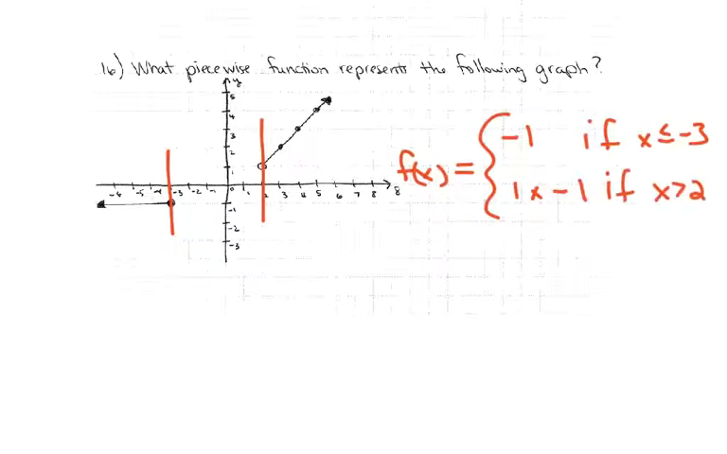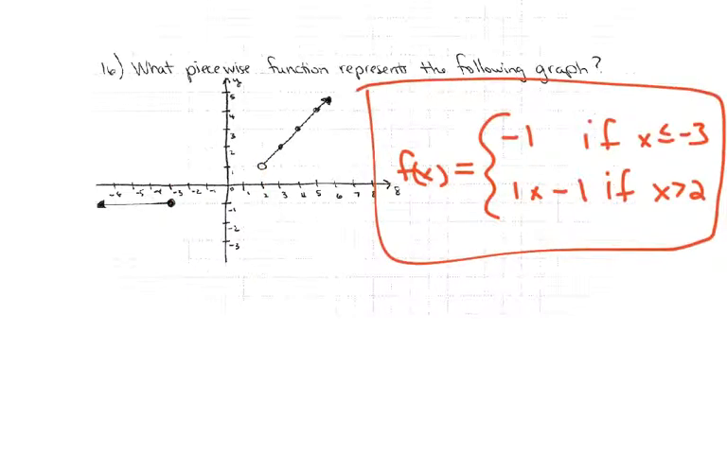I picked greater than because the line is going to the right of that x value. And I used greater than and not greater than or equal to because the circle where it started is not filled in. So this would be the piecewise function that represents that graph. Remember, on a multiple choice test, look at the equations and see if they match the lines on the graph provided.